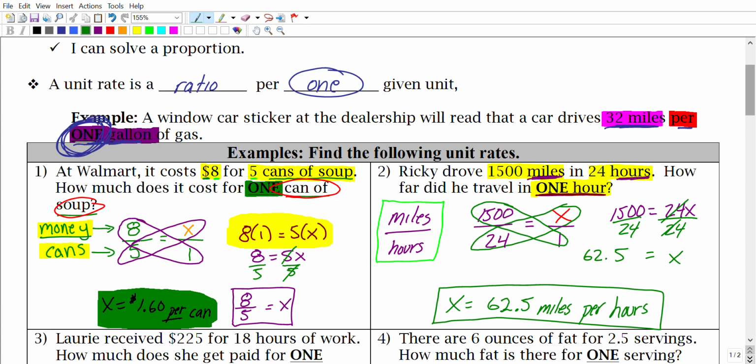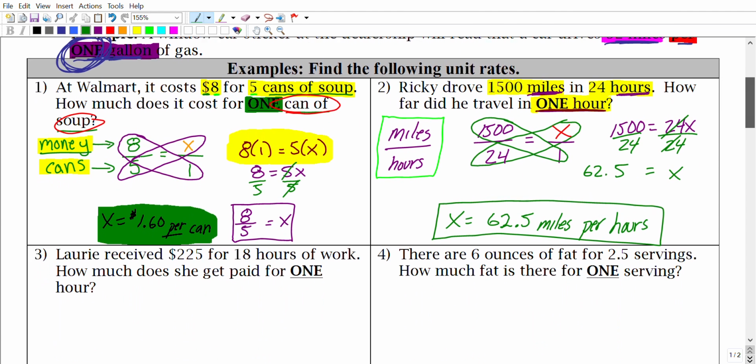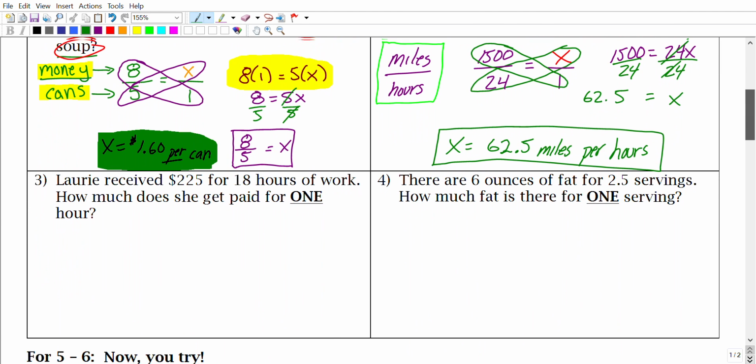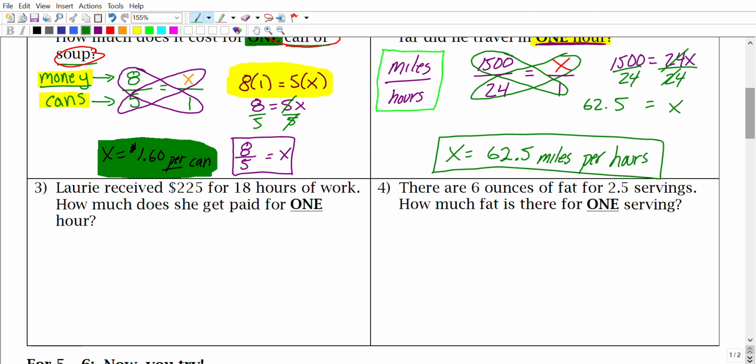62.5 miles per hour. All right. Let's take a look at 2 more, and then you guys are going to be doing 5 and 6 on your own. All right. So, next one.